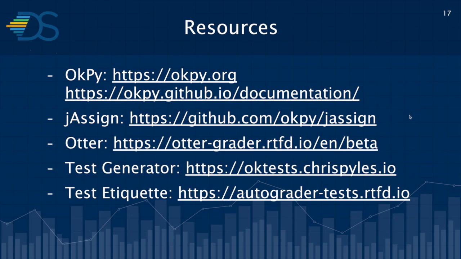All right. And last but not least, here are some resources. Here we have the OKPy website, the server, and OKPy's documentation, the repo for JAssign, the beta release documentation for Otter, the test generator I just mentioned, and the test etiquette documentation that I just referenced a minute ago. And with that, I'm coming to the end of my presentation.